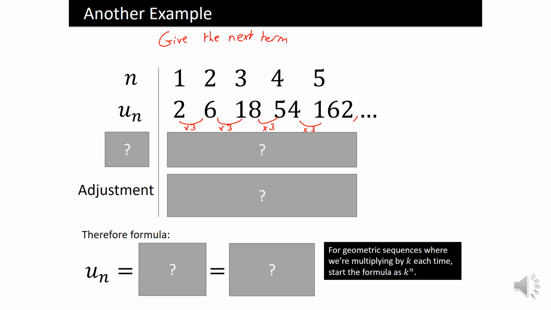So that is what we will do. To give the next term of the sequence, we need to see what we do for a geometric sequence to get from one term to the next. We're going to multiply by 3. So we need to do 162 times 3, which gives 486, I think. Multiplying by 3 each time, we've worked out the next term in the sequence.